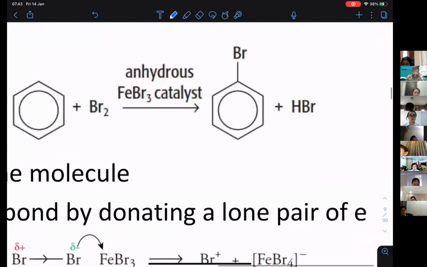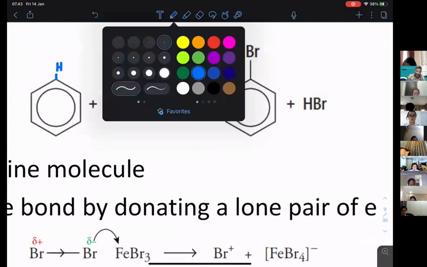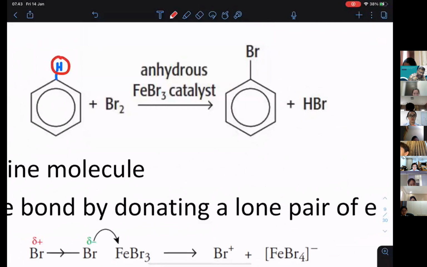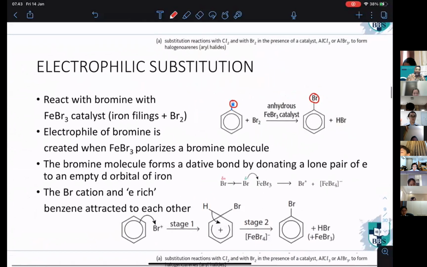You can see from the main equation itself. Earlier we have the hydrogen. Now the hydrogen is going to be substituted by Br. So when you react with Br2, in the presence of a catalyst, the H is going to be substituted by Br. That's why it's called electrophilic substitution. Now, that is one thing that I want you to remember.